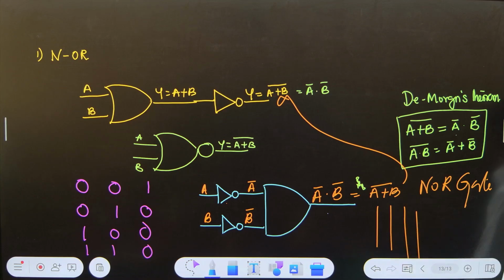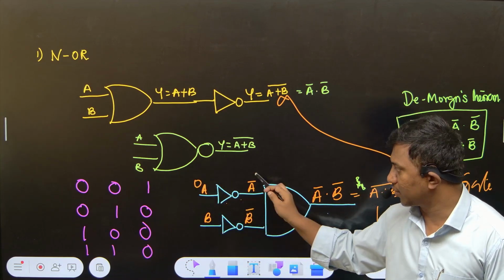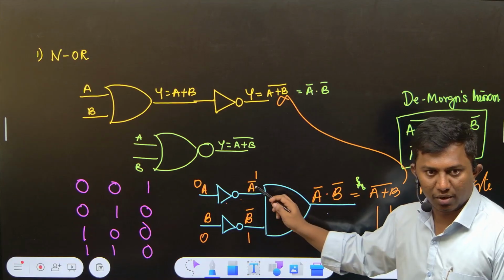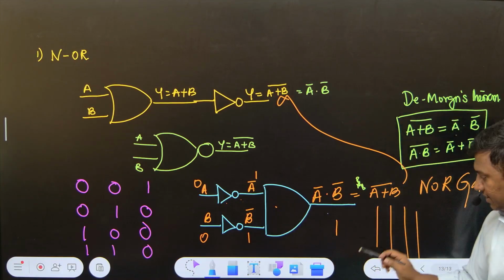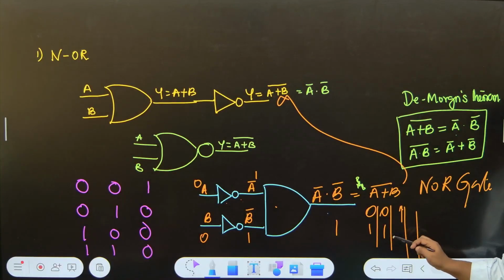Give the values. Give A is equal to 0. I am giving A is equal to 0. Here it becomes what? 1. B is equal to 0. It becomes what? 1. Now AND gate. 1 and 1, the answer is how much? 1. Then for 0 comma 0 I am getting 1. Then for 1 comma 1 I will get what?